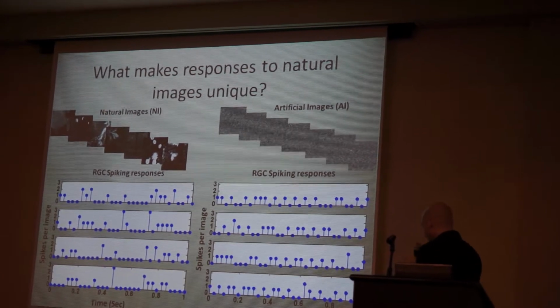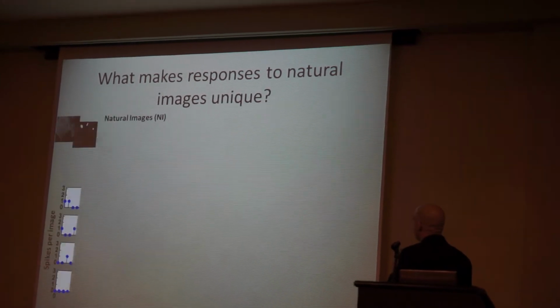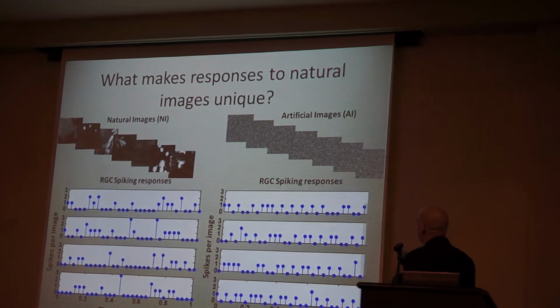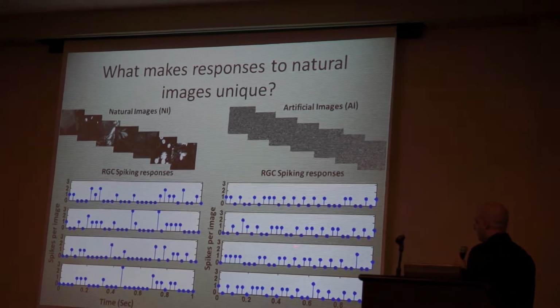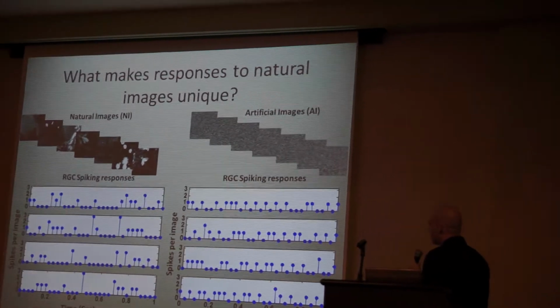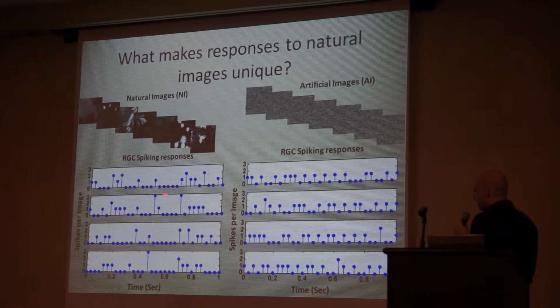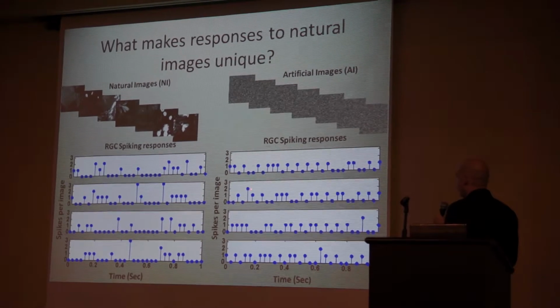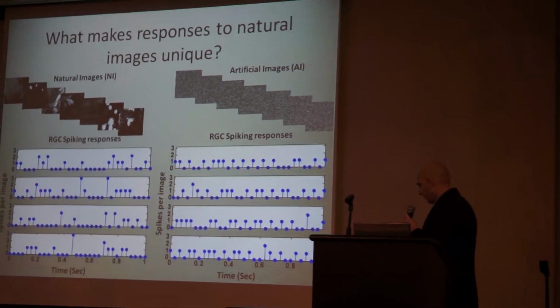If I do the same with artificial images, you can see that the probabilistic nature of the response remains, varying between trials. However, the magnitude of the response is generally lower compared to natural images, and it's more frequent. So I get more frequent activity.